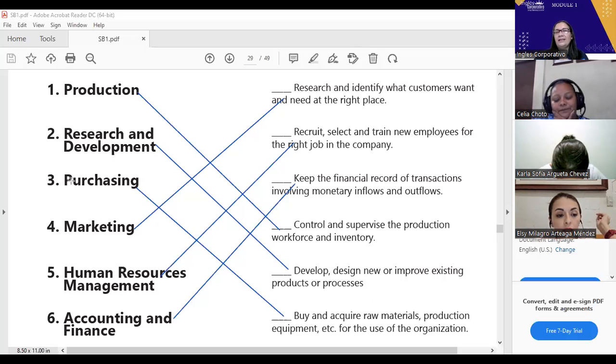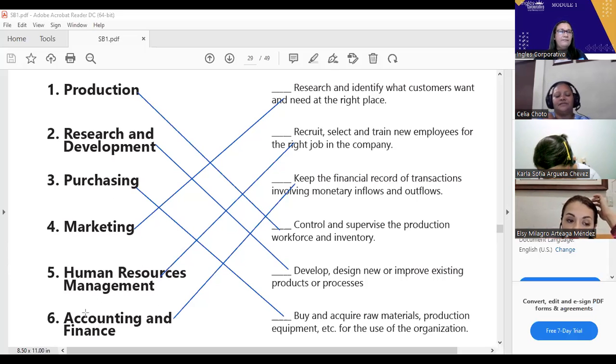Purchasing es generalmente el área de compras, ¿verdad? Purchase es un sinónimo de comprar, to buy. Obviamente es cuando más en mayor cantidades. Okay, marketing or marketing. De cualquiera de las dos formas está correcto. Marketing. Human resources management, accounting and finance. Finance.